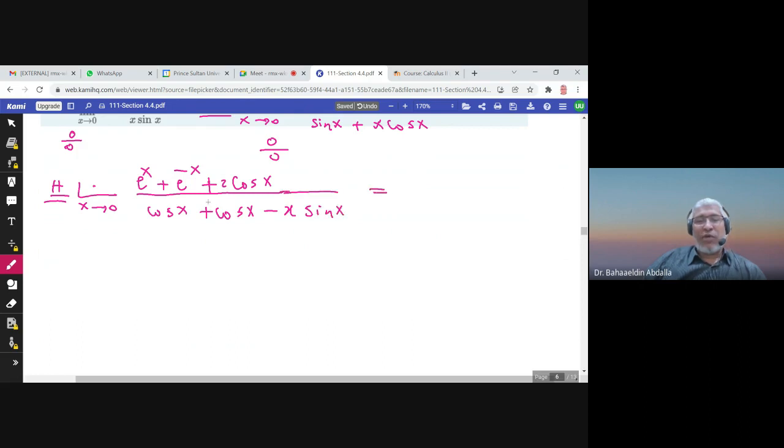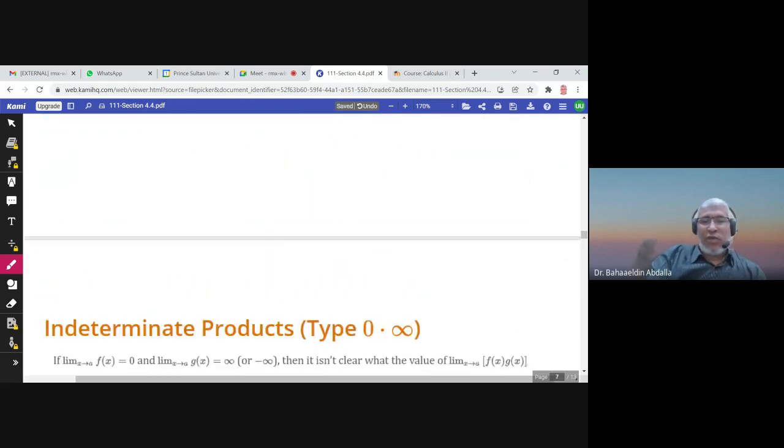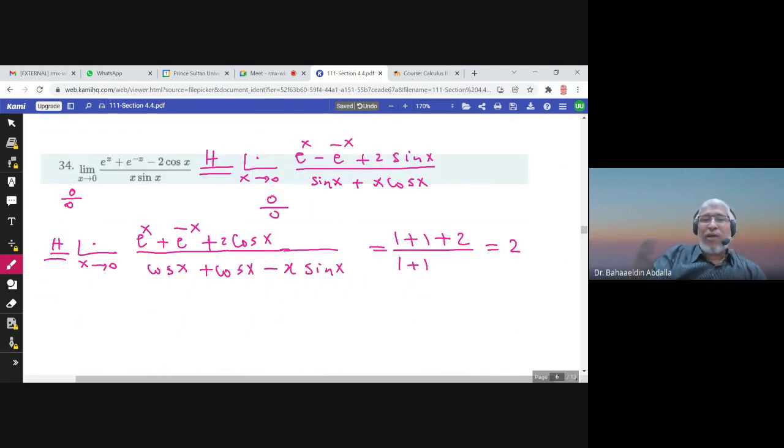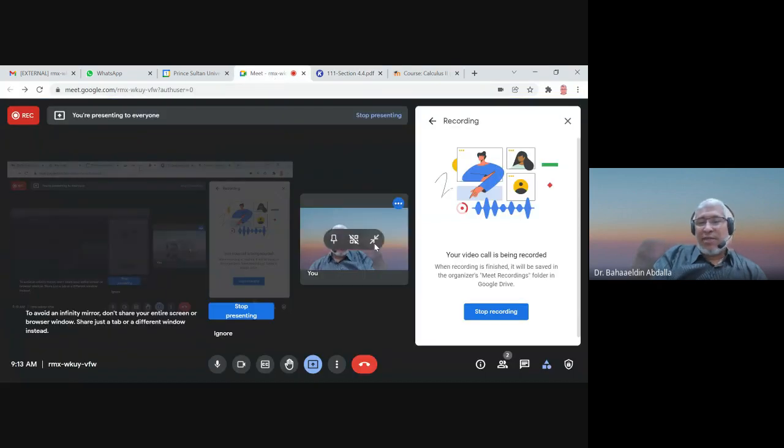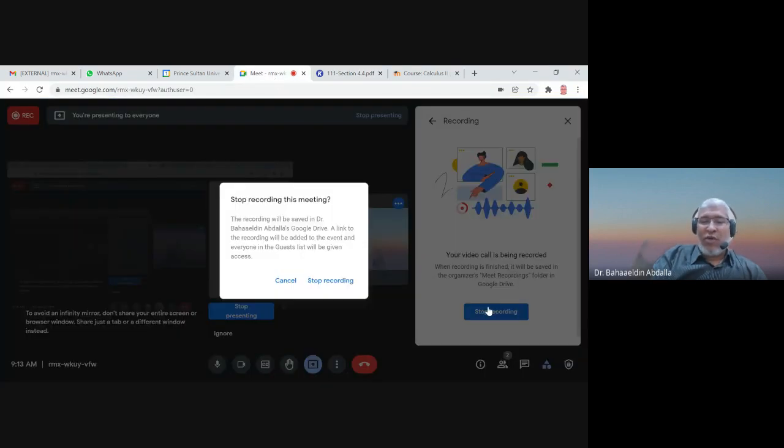Replace x by 0. e to the power 0 is 1. e to the power 0 is 1. Cosine 0 is 1. 2 times 1 is 2. Cosine 0 is 1. 0 times 0 minus 0. So 2 plus 2, 4 over 2. So the answer is 2. This is the last question. I hope you understand L'Hopital's rule and when do we use it.